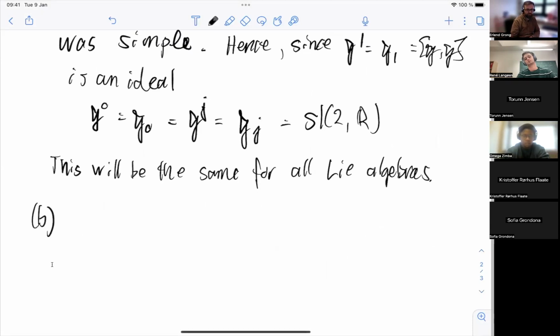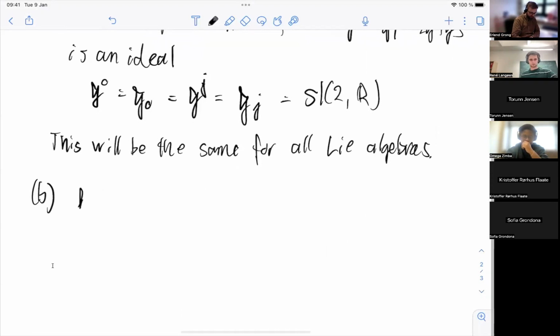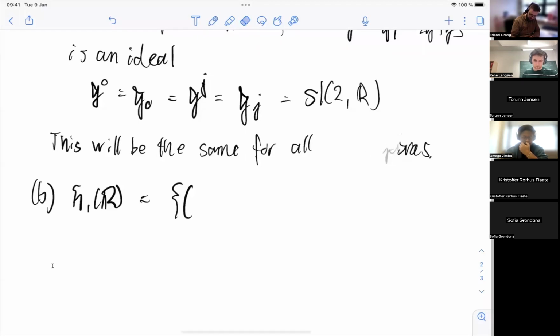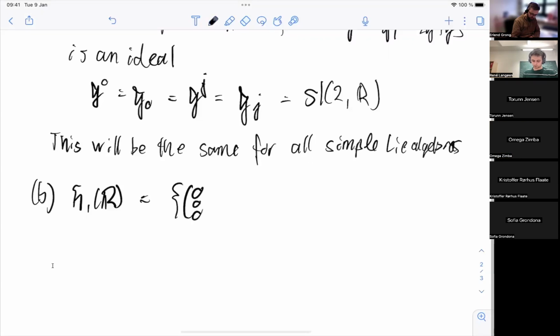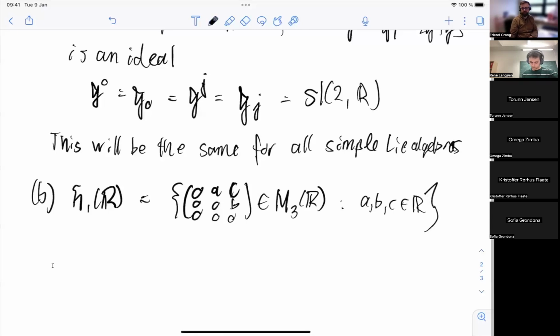So next example, we can take the Heisenberg algebra. Let's write it as H1R. And then the Heisenberg algebra is a collection of all 3 by 3 matrices like this, where A, B, and C are real. So they are 3 by 3 matrices that are 0 everywhere except above the diagonal.